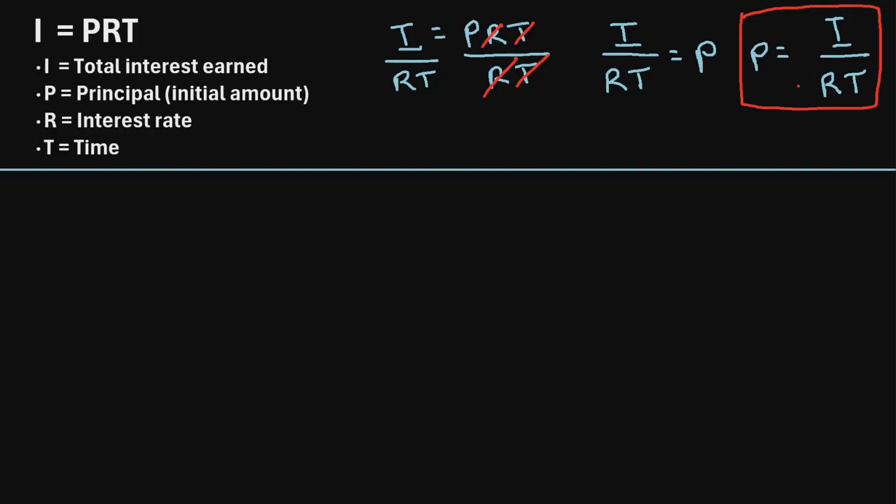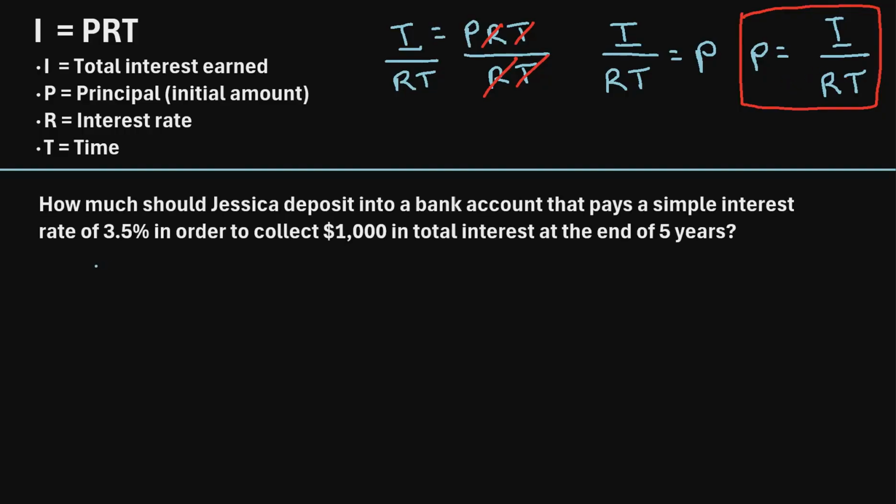So let's take a look at an example of how to actually use this formula. This example says, how much should Jessica deposit into a bank account that pays a simple interest rate of 3.5% in order to collect $1,000 in total interest at the end of 5 years? So to figure this out, we can just use this formula up here that we just derived.